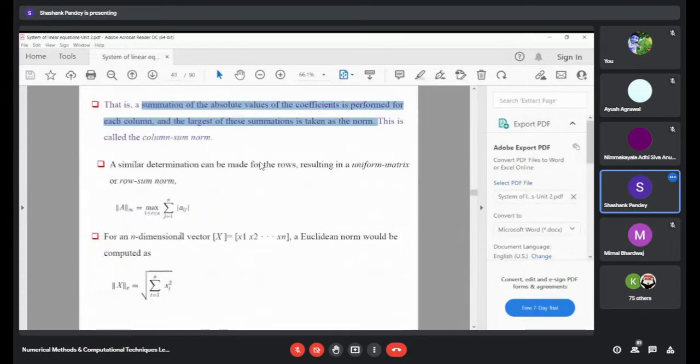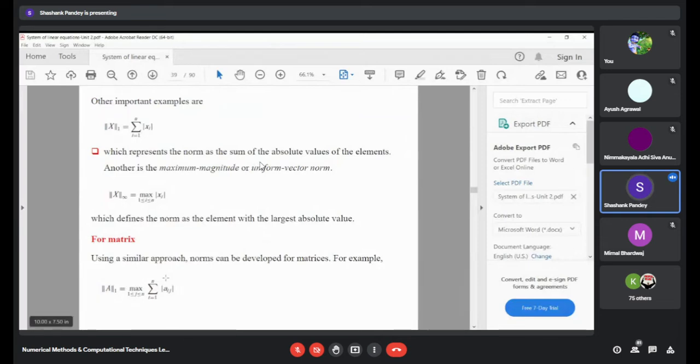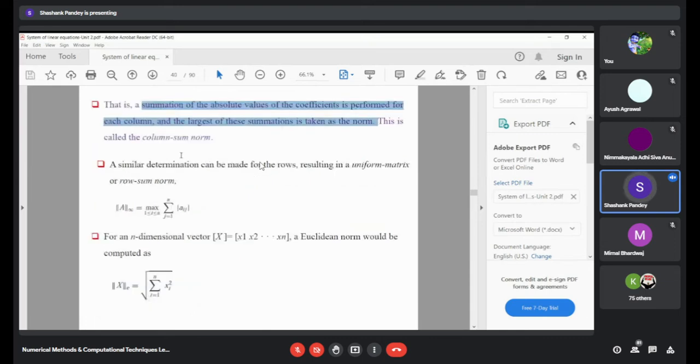So if you have a look at this formula, we are simply adding the absolute values of all the rows, and here, in order to calculate the row sum norm, we are adding all the absolute values of all the columns and we take the maximum value of that. Okay. Yes, sir. I will discuss this A inverse example in the next class.